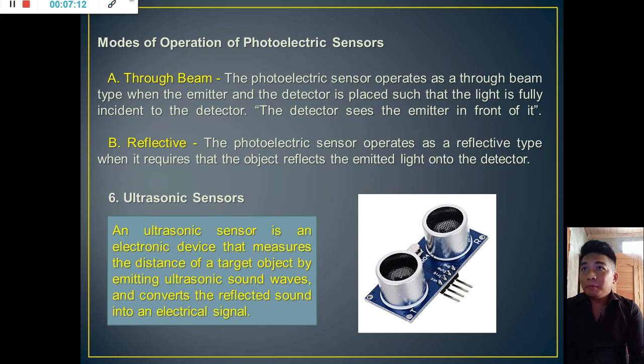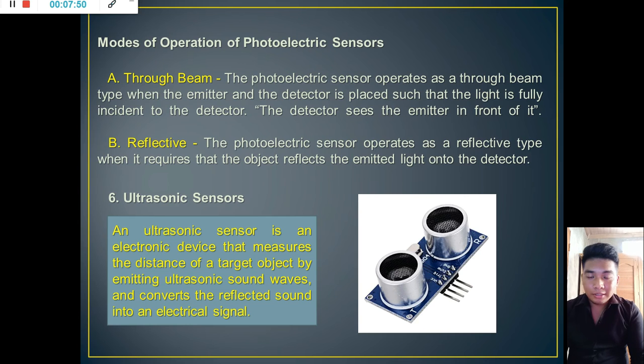Modes of operating photoelectric sensors. So it can operate through beam or reflective type. The photoelectric sensor operates as a through beam type when the emitter and the detector are placed such that the light is fully incident to the detector. So it can operate through beam. The photoelectric sensor operates as a reflective type when it requires that the object reflects the emitted light into the detector.